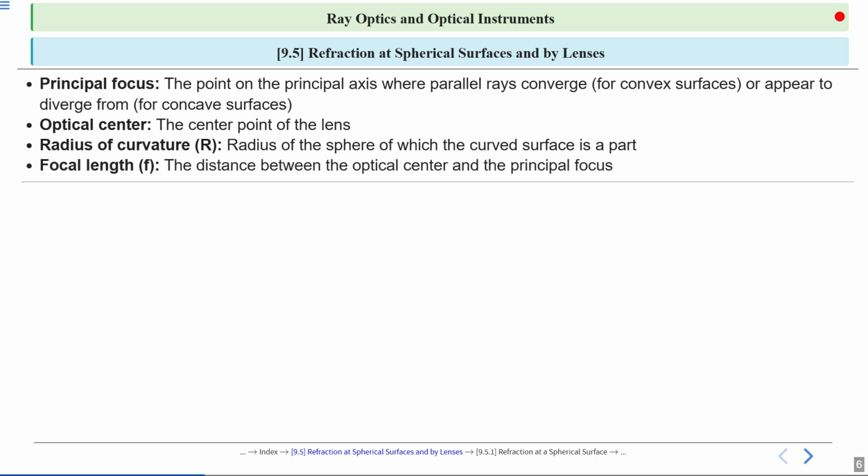So what is focal length? The distance between the optical center and the principal focus. A shorter focal length means a stronger lens. A stronger lens, or shorter focal length, means a stronger spherical surface. So we are discussing spherical surfaces and lenses side by side, because the concept of spherical surfaces lays the basis for lenses. That's why it is the distance between the optical center and principal focus.